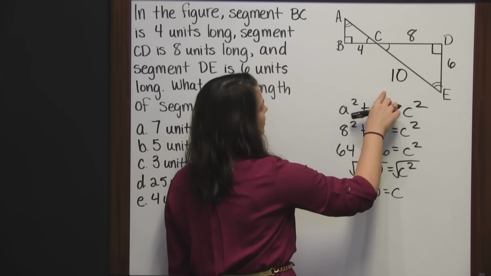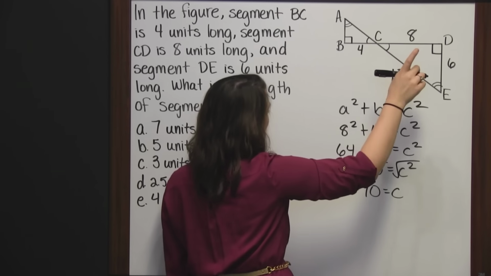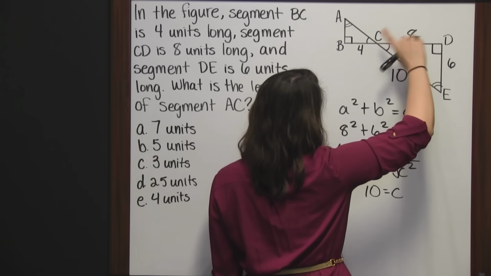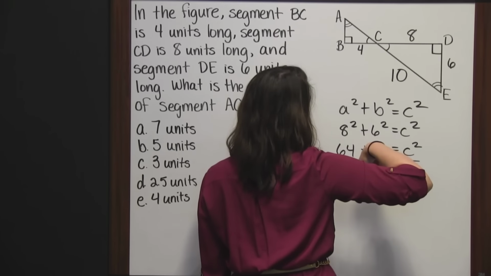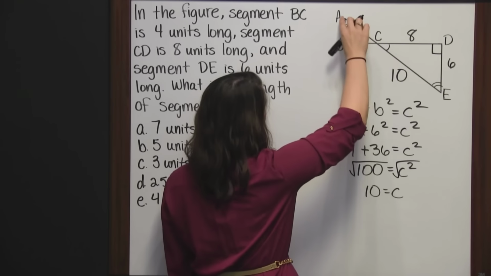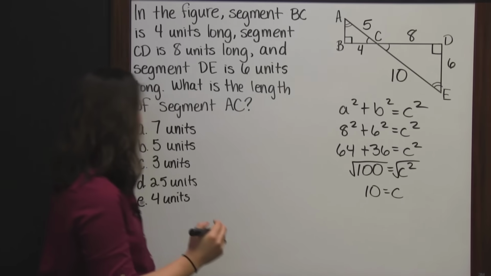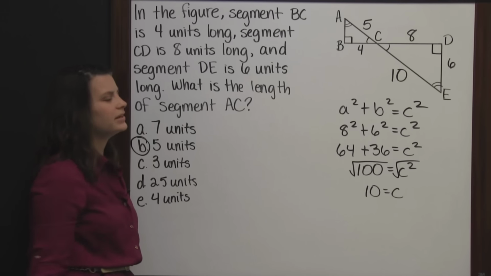And again, the lengths of the sides of triangle ABC are half the corresponding sides of triangle CDE. So since the length of segment CE is 10, that means that the length of segment AC is half of that, or 5. So answer B.